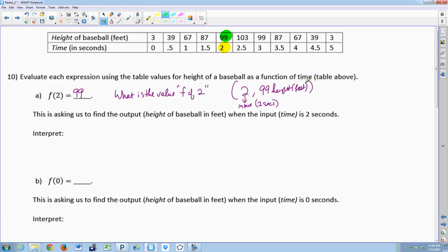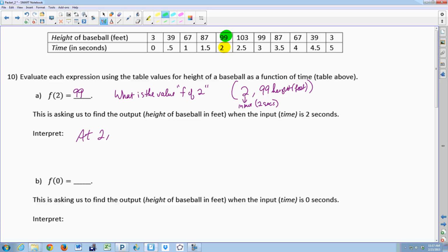Okay. So these two things have an equal sign between them. They mean exactly the same thing. f of 2 means exactly the same thing as the number 99. So my input is 2. I found my output, 99. And now I ask you to interpret what this means, f of 2 equals 99. Since you're starting with the input, start your sentence there.